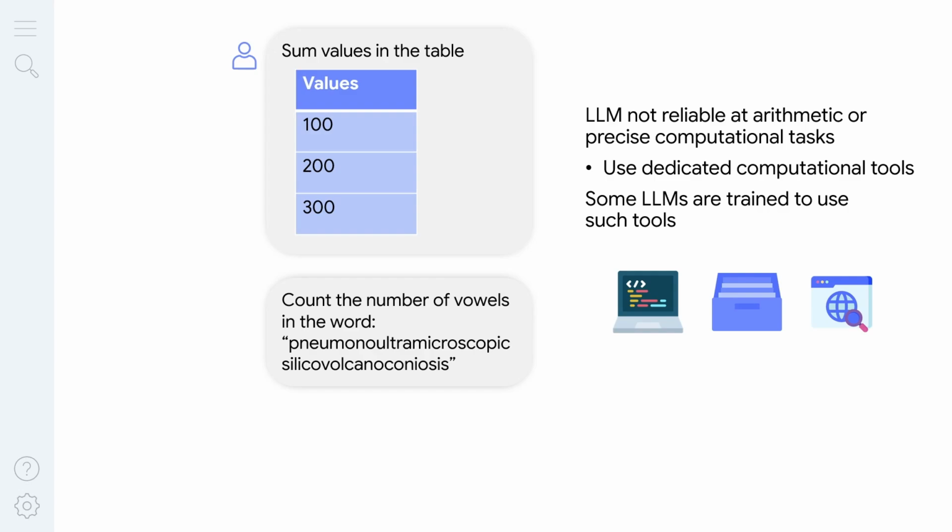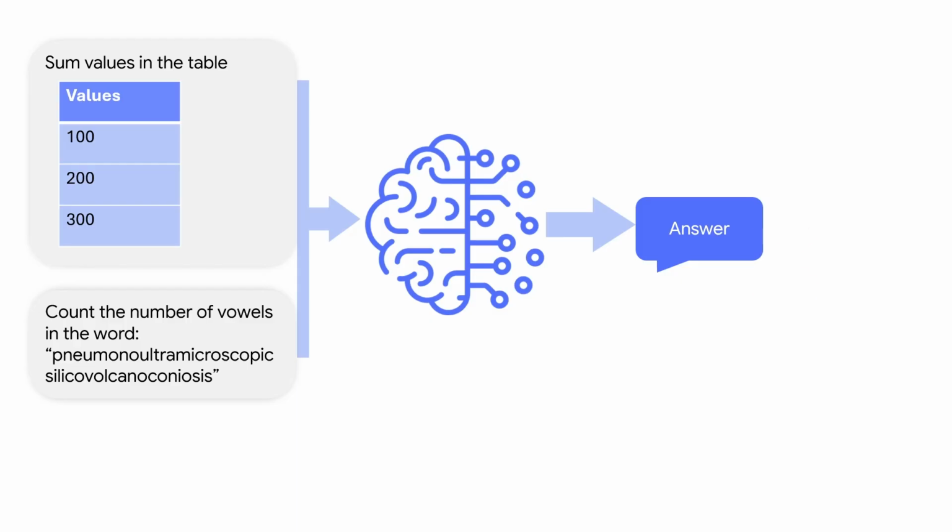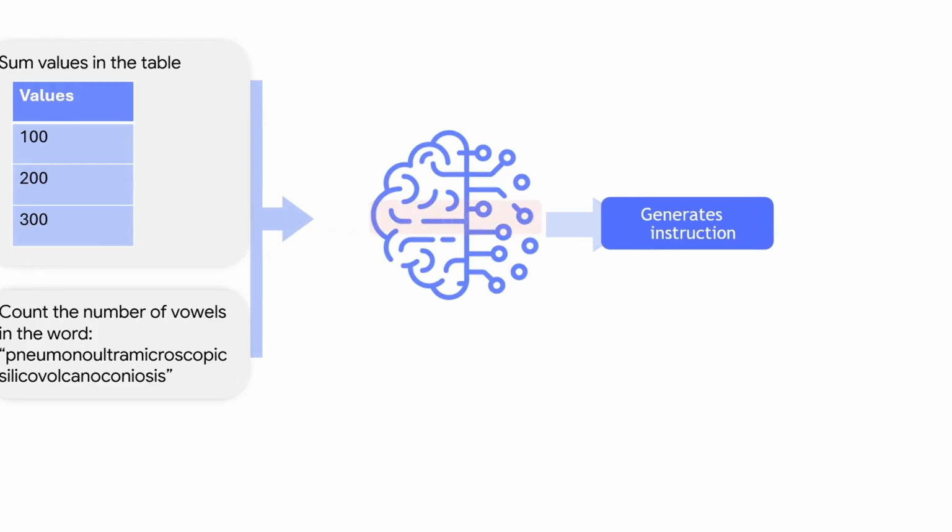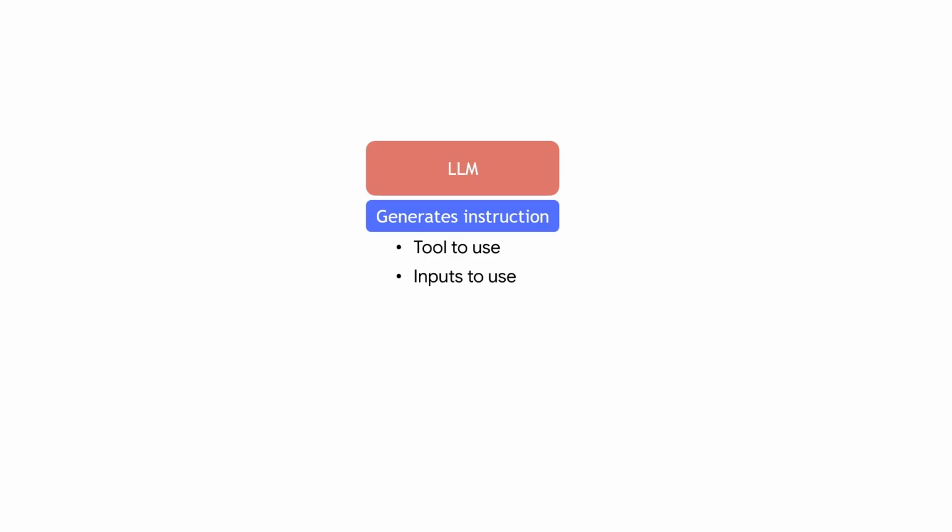When a tool using LLM receives a prompt that requires computation, it may avoid answering the question directly. Instead, it generates an instruction. The instruction specifies which tool should be used and what input should be given to that tool. In some cases, the LLM may generate a short piece of code that can be executed to solve the problem precisely.